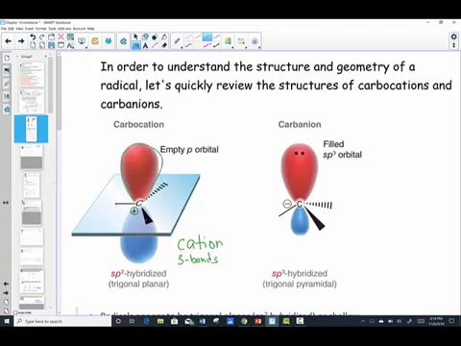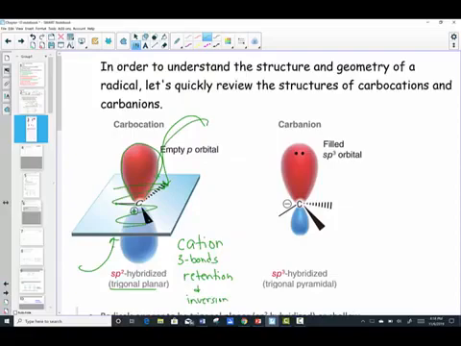The sp2 hybridization is trigonal planar. And this means that we can have an attack from the top or the bottom, having retention or inversion of configuration. Based on the fact that we have this empty orbital, this flat planar structure, we can have an attack on the top or bottom. And here, of course, we have an sp3 hybridized anion.